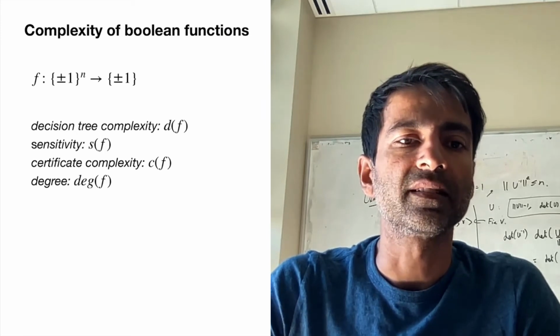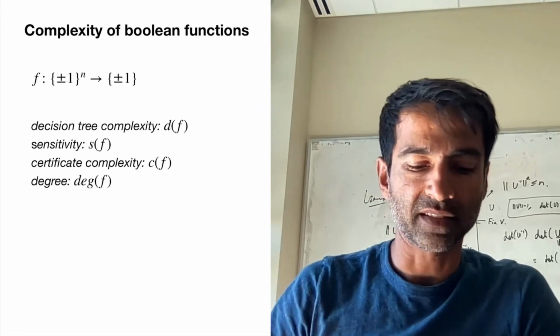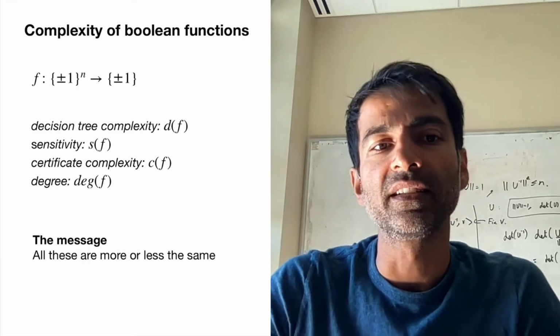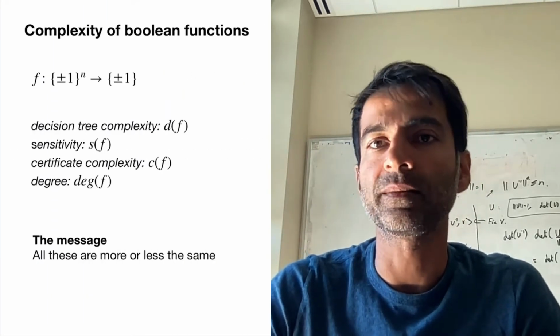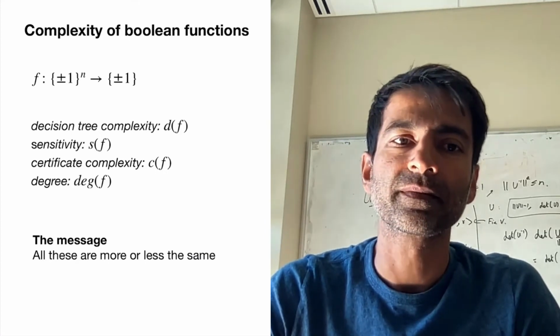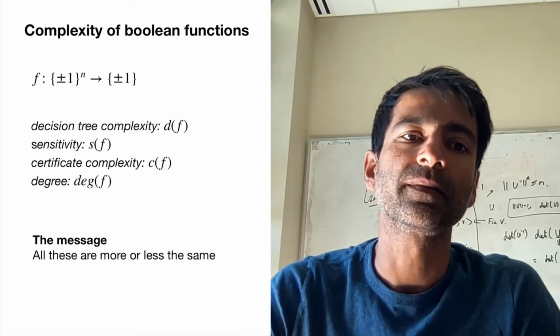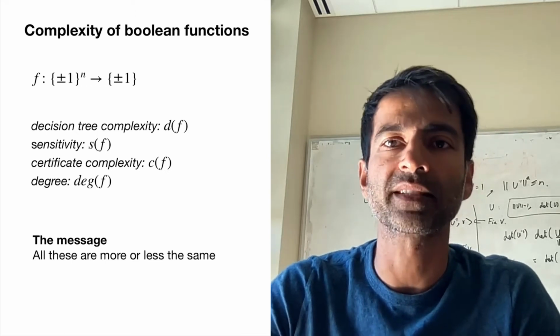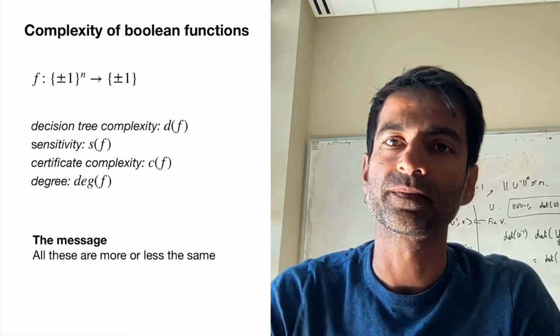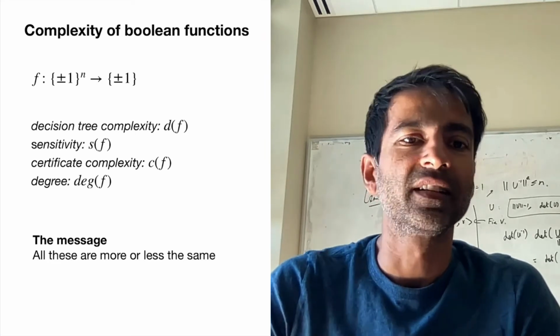But surprisingly, what I'm going to show you is, at least morally, that all of these concepts, even though they seem quite different at first sight, are more or less the same. If any one of these measures of complexity is small, then all the others are small too.